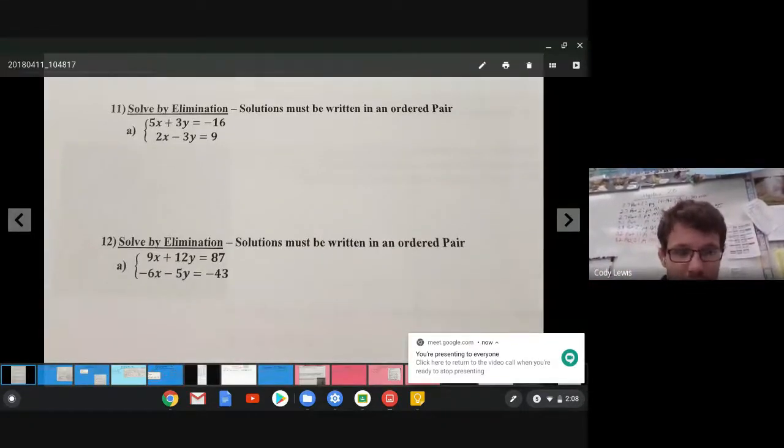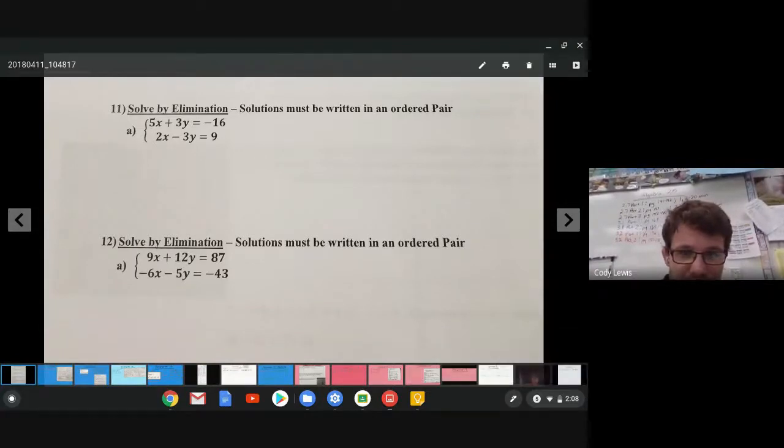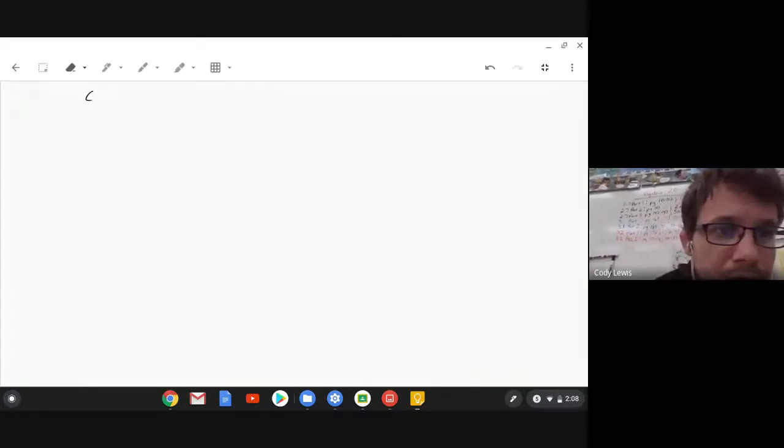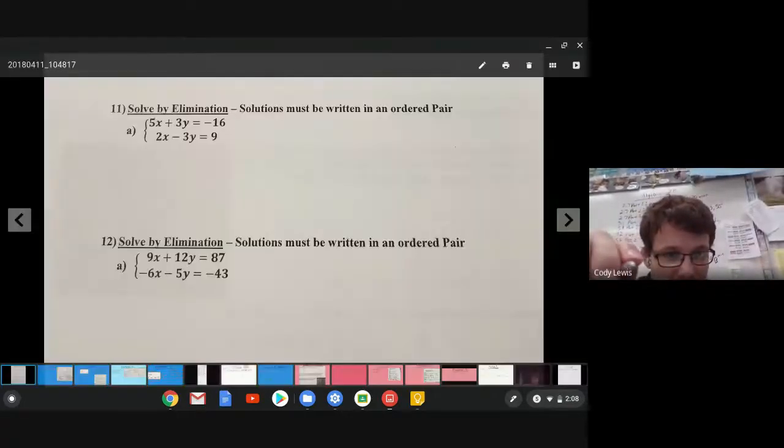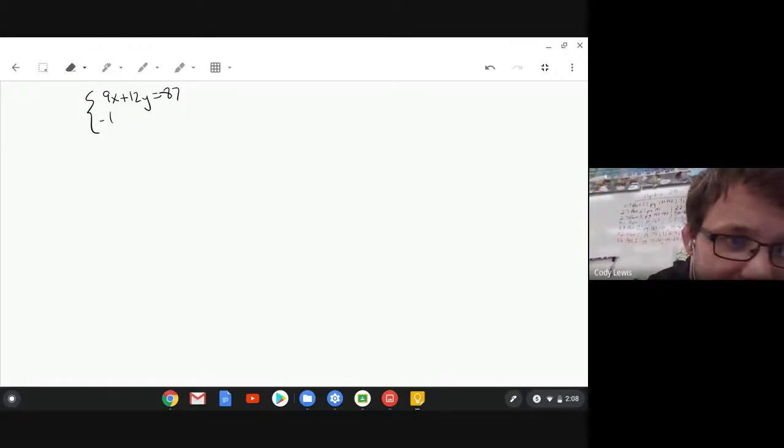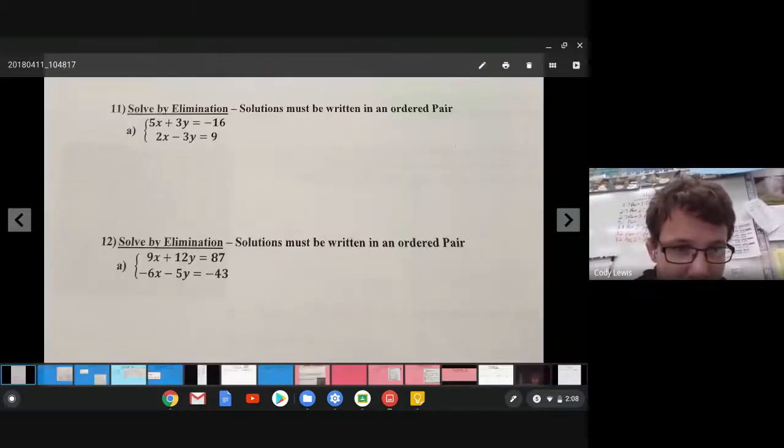So 12 is a little bit harder because it's not as pretty, I would say. So 9x plus 12y equals 87. And then negative 6x minus 5y. I think it's negative 43.